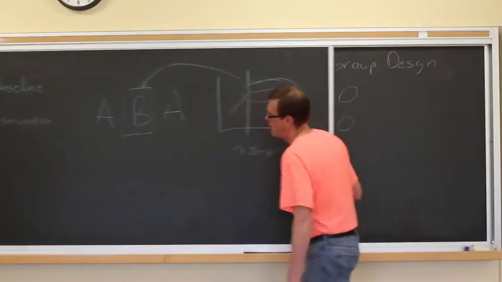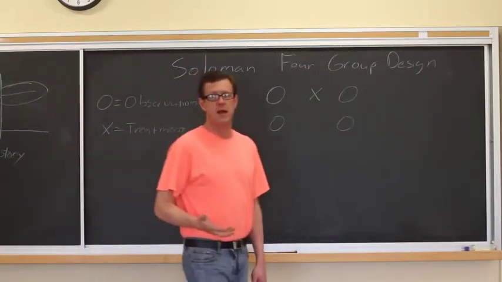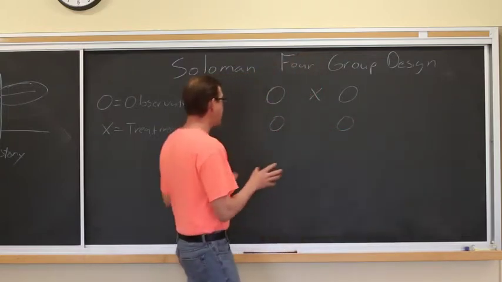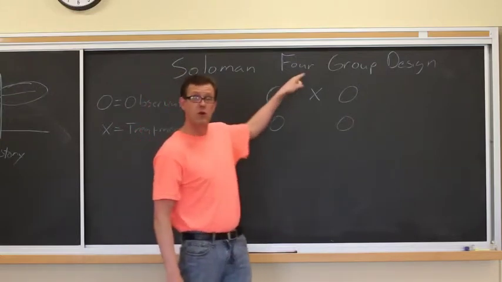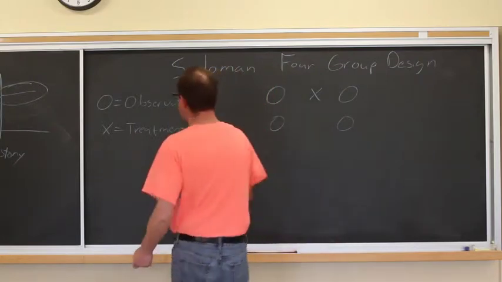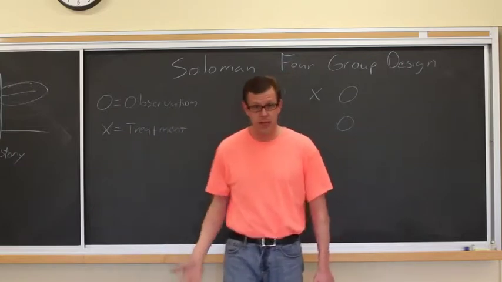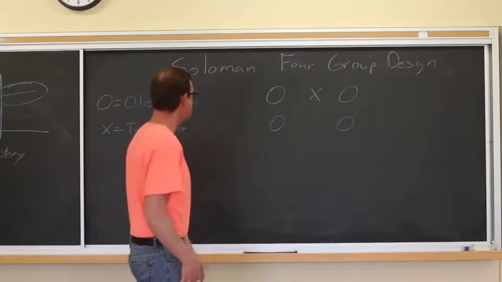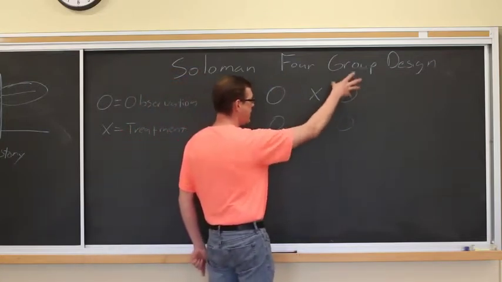Well, the Solomon four-group design is going to take care of this issue and some other issues too. Let's start off with the first two of the Solomon four groups, because the first two are something that we've seen before. So O represents an observation, X indicates a treatment, or you can imagine experimental condition. So we have some situation where we have a test, some treatment, and then another test.